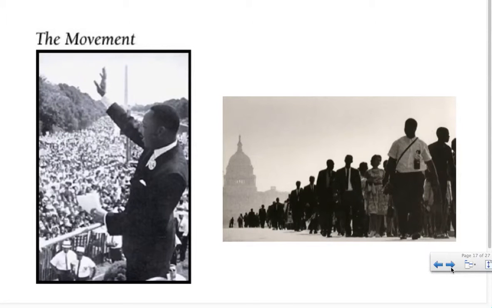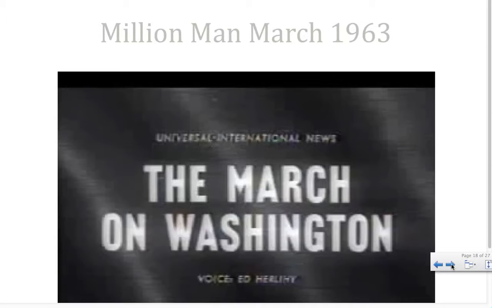Again, the March on Washington, where over 200,000 people gathered to listen to the famous "I Have a Dream" speech by Martin Luther King Jr. Again, known as the Million Man March.